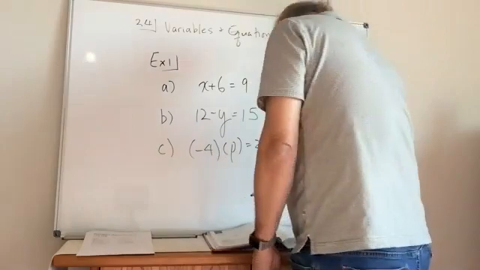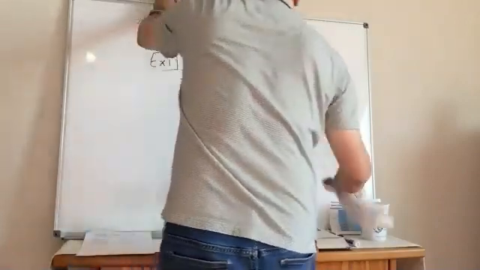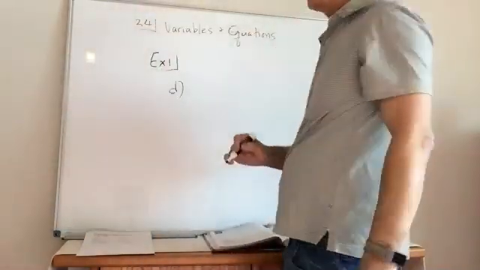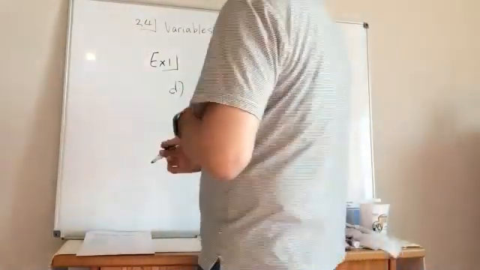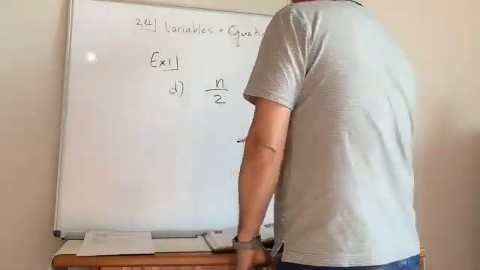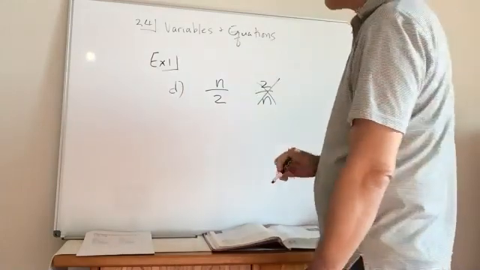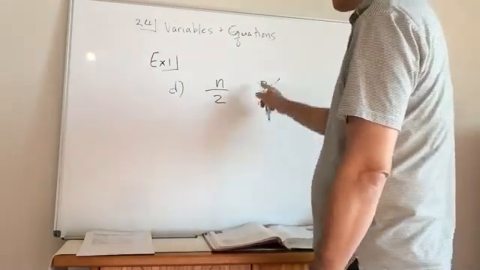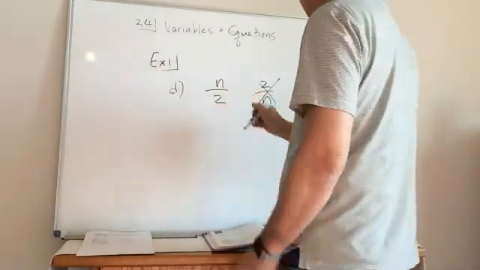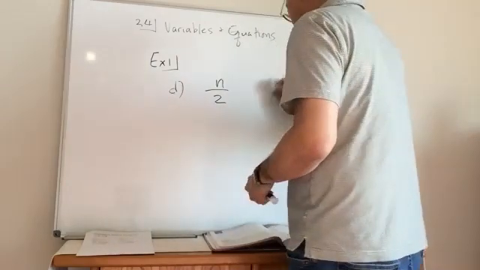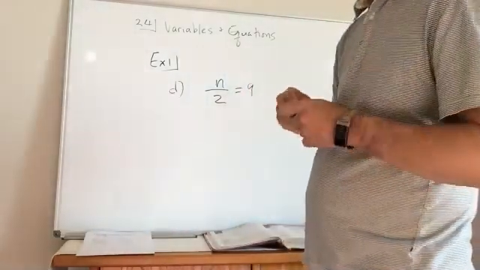Okay. D, the quotient of n and 2. So this is fairly or kind of confusing because the quotient between n and 2 is n divided by 2. Sometimes you want to look at it this way, but this is not correct. The quotient between n and 2. So this one over here would have been the quotient of 2 and n, right? This is the quotient of n and 2, okay? The quotient of n and 2 is 9. So this would be equal to 9, and then you would try to solve it, okay?